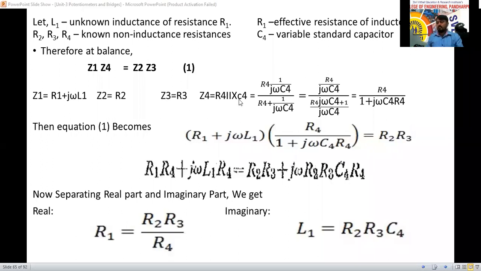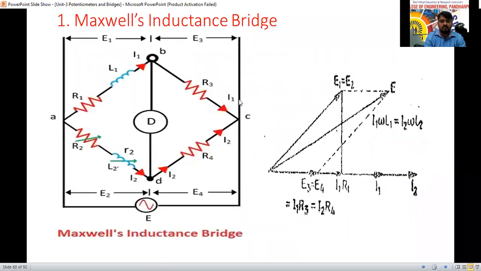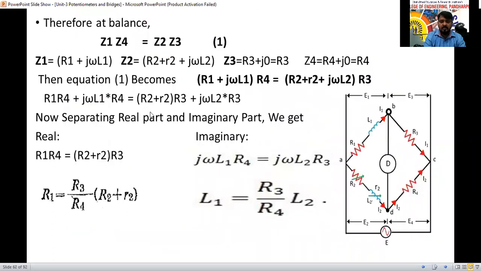So in the previous class, we discussed the Maxwell inductance bridge and the Maxwell inductance capacitance bridge. This is the Maxwell's inductance bridge. Here only inductances are used, L1 and L2. The formula for the unknown inductance is L1 equal to R3 by R4 into L2, and for the resistance, R1 equal to R2 R3 divided by R4.